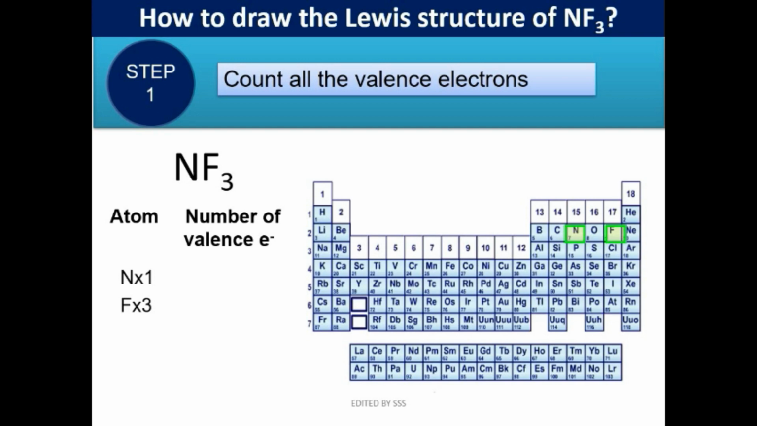We start with nitrogen. Valence electrons of nitrogen is 5, while valence electrons of fluorine is 7, and there are 3 fluorine in the molecule, so times 3, and equals 21 electrons. So, total number of valence electrons is 26.